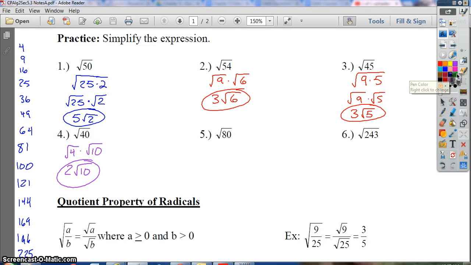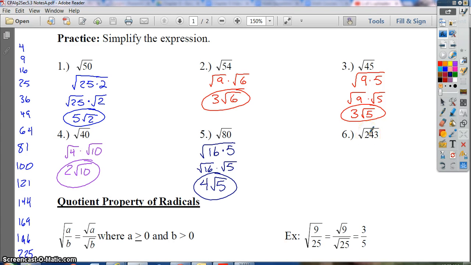All right, let's take a look at 80. 80 would fall right here. 9 does not go into it. 36 is 72, so no. 75, nope. 16, there it is. Square root of 16 times 5, which is then the square root of 16 times the square root of 5. Break it apart. Square root of 16 is 4. 5 cannot be taken down. And that's that.